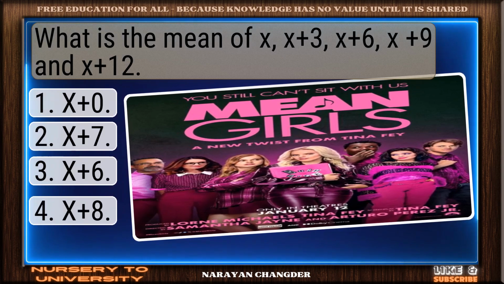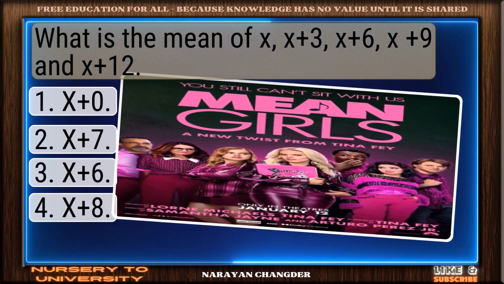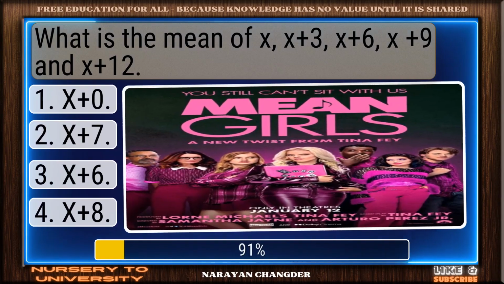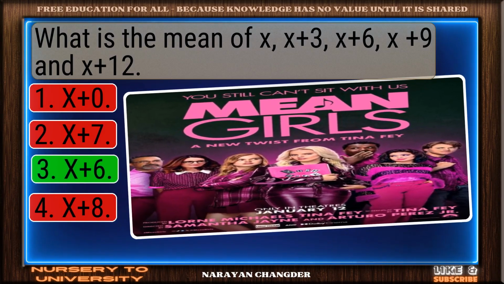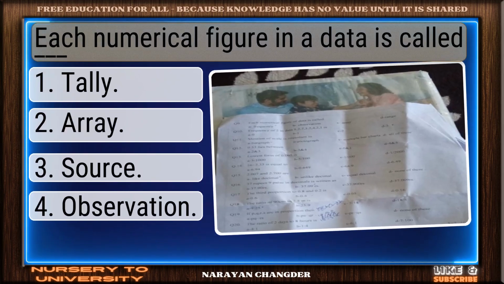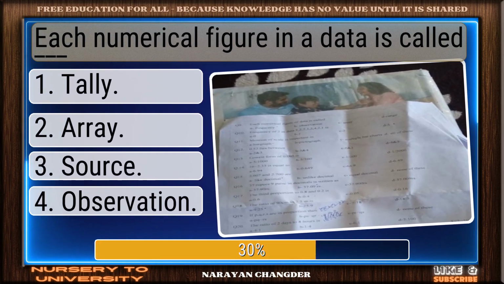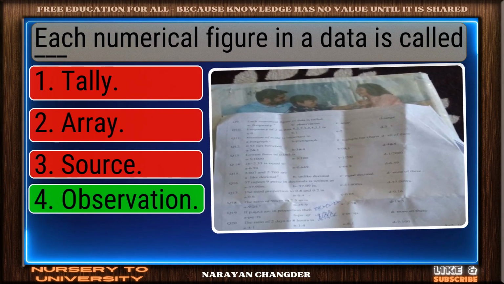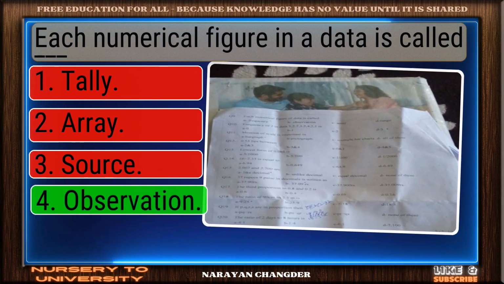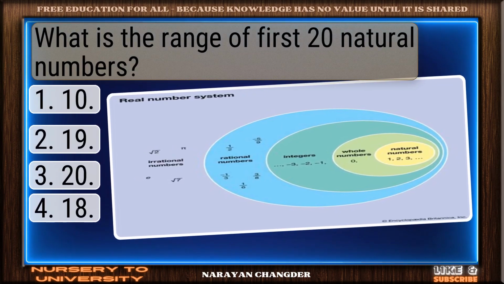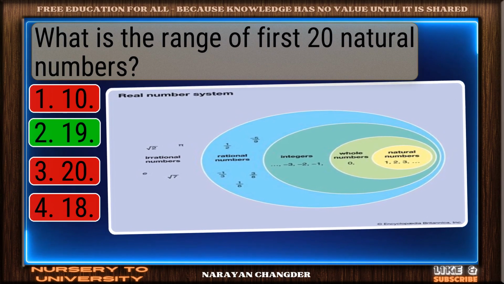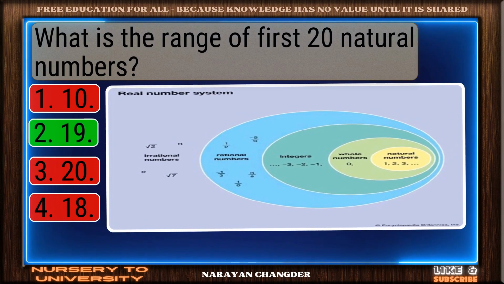What is the mean of x, x plus 3, x plus 6, x plus 9, and x plus 12? Right again. X plus 6 is a valid answer. Each numerical figure in data is called dash. Sharp thinking. Observation is the right choice. What is the range of the first 20 natural numbers? Valid point. 19 is true.